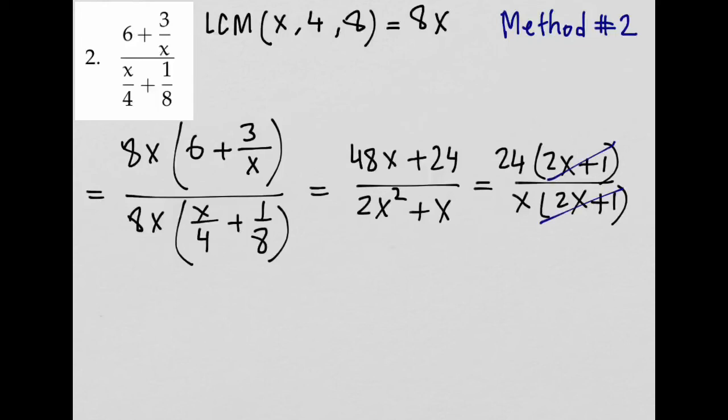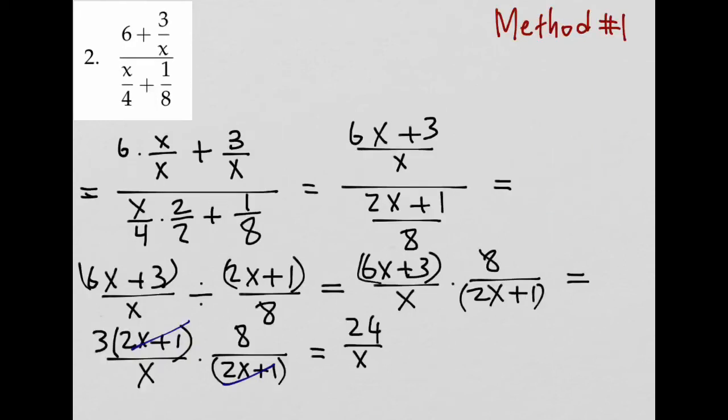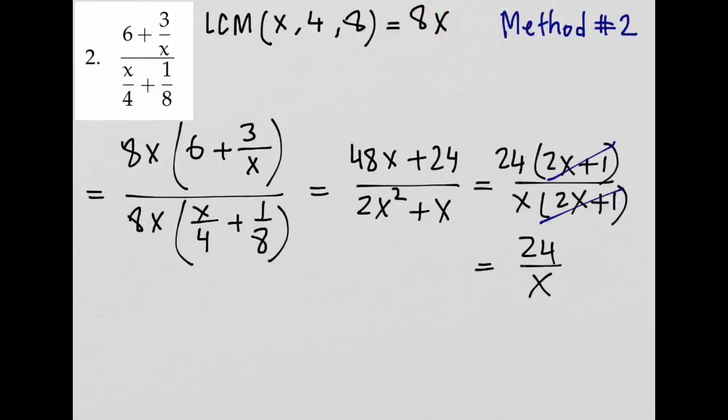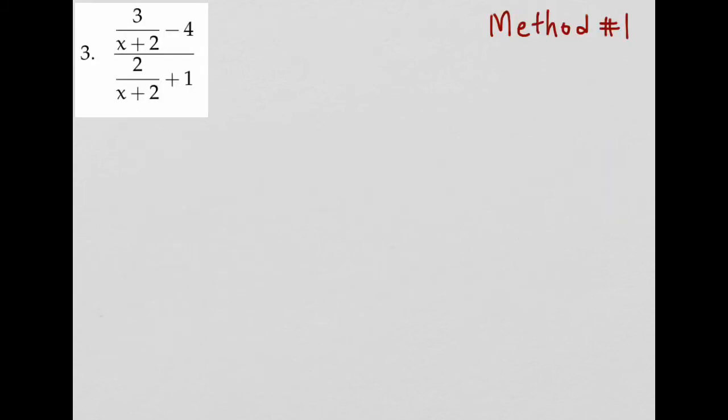Canceling out 2x plus 1 leaves us with 24 over x, which is the simplified form of our complex fraction. Again, note that it gives us the same answer as method number 1. Finally, let's look at example 3. Let's simplify the complex fraction 3 over x plus 2 minus 4, all divided by 2 over x plus 2 plus 1. Let's see that using method 1 first.